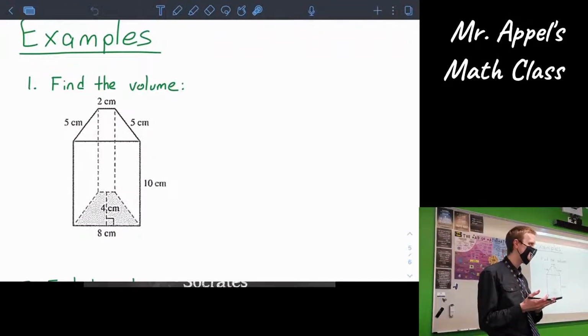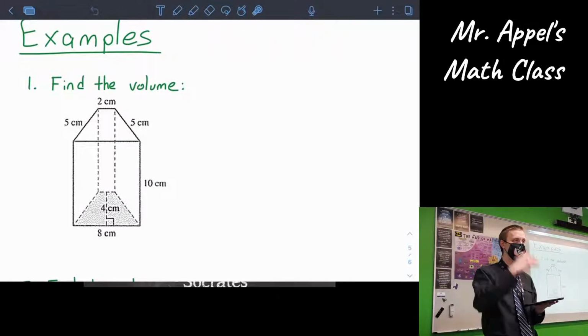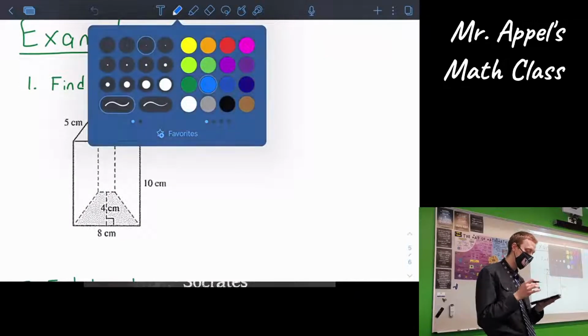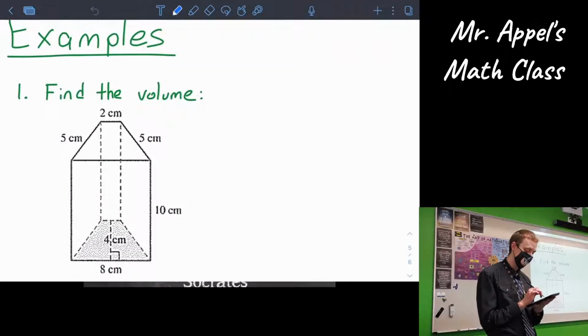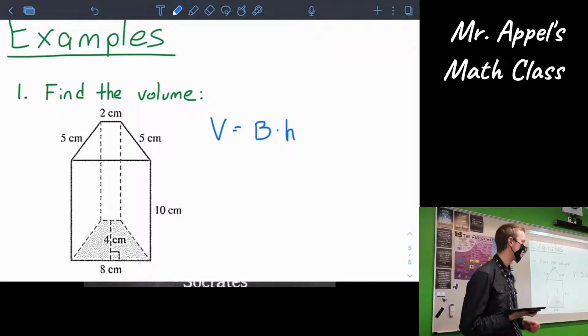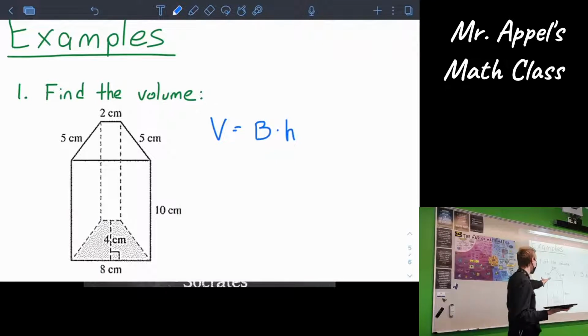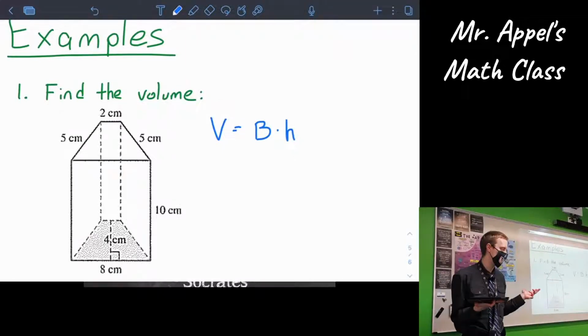Okay, so knowing that, recognizing this as a trapezoidal prism, we're going to use the volume formula for a prism, which is take the area of the base and multiply by the height. And the height is the distance between those two congruent bases. We could tip this thing up and turn it sideways, and we would still call this 10 centimeters the height. Okay? It's the height between bases.